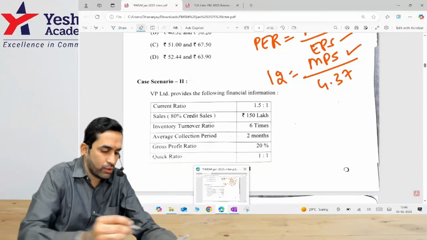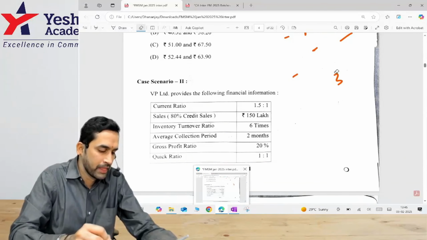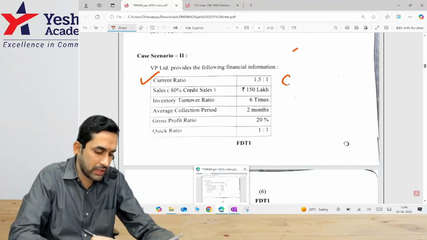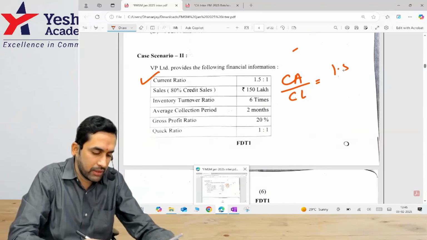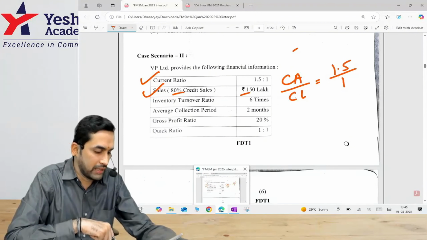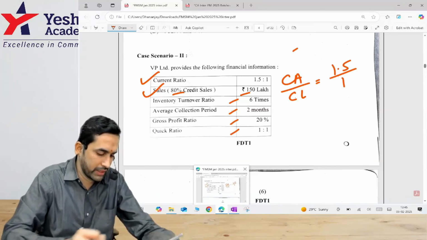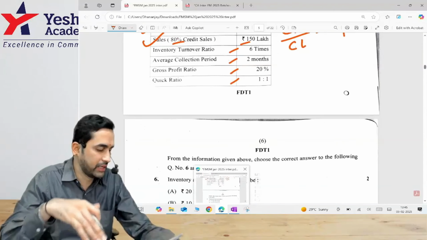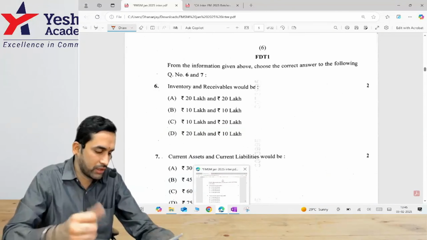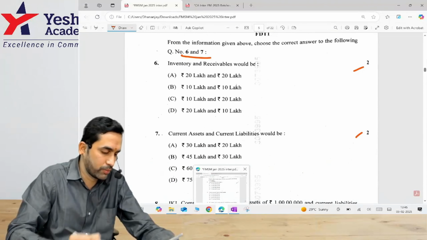Next, case scenario 2. Here this was a ratio analysis question. They have given these details to you. Current ratio 1.5:1. That means current asset by current liability 1.5 by 1. Sales 150 lakh, in that 80% is credit, balance is cash. Inventory turnover ratio, collection period, GP ratio, quick ratio. All the things are very, very easy. Not even one confusing item. And what they want, answer question number 6 and 7. That's it. 2 marks, 2 marks, 4 marks question.